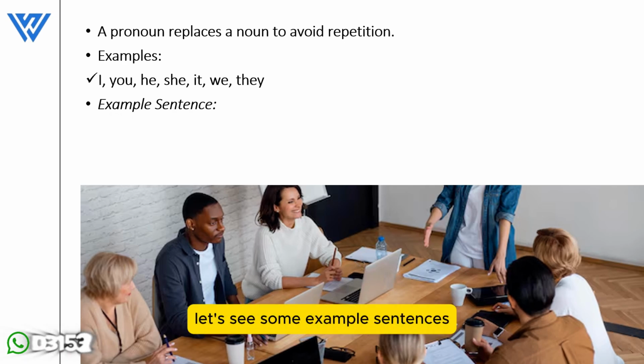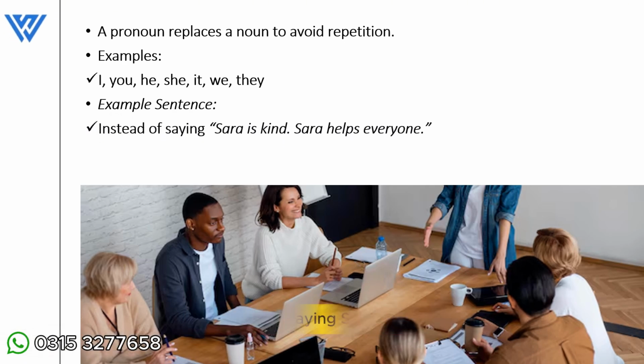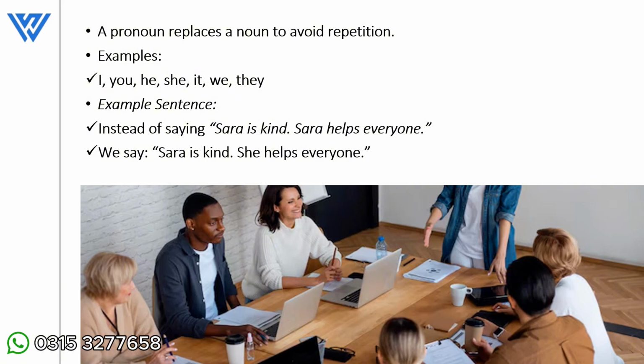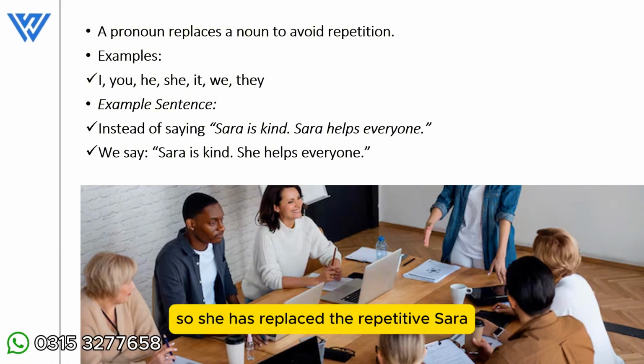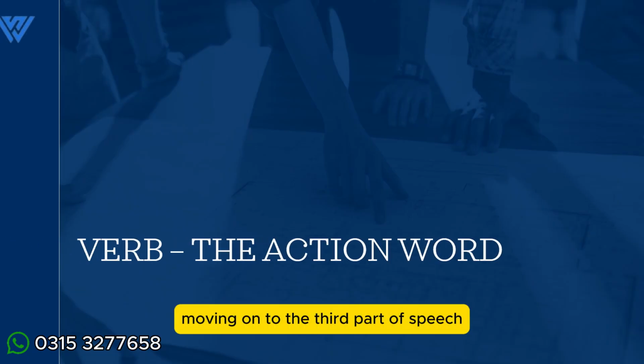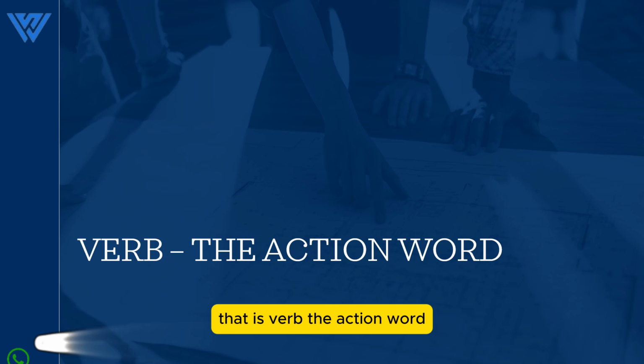Let's see some example sentences. Instead of saying Sarah is kind, Sarah helps everyone, we would say Sarah is kind. She helps everyone. So she has replaced the repetitive Sarah. That was a noun. अब noun बार बार repeat ना हो तो उसके लिए हमने pronoun use कर लिया second time में. Moving on to the third part of speech, that is verb, the action word.